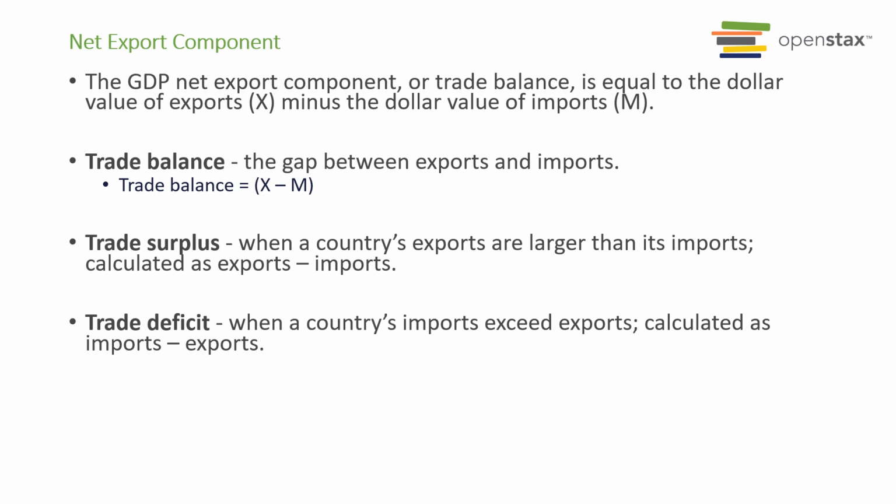So for the US, we have a trade deficit with many other countries. For example, if you look at the trade between the US and China, the US will have a lot more import from China than our export going to China. So the US has a trade deficit with China, right? Again, if it's positive, it's called a trade surplus. If it's negative, it's called a trade deficit.